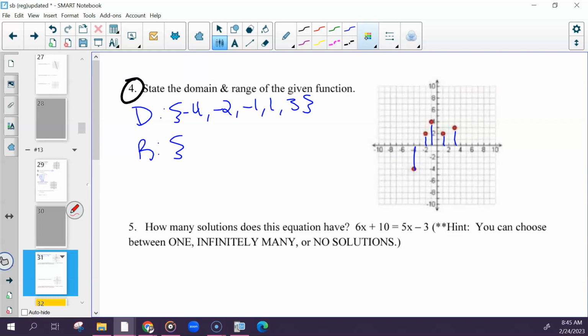The range would also be least to greatest, but for the y, so -4, 2, 3, 4, with no repeats. So even though it has 2 points at 2, you would only put that once. Questions on that?